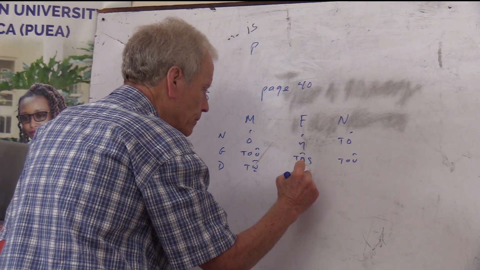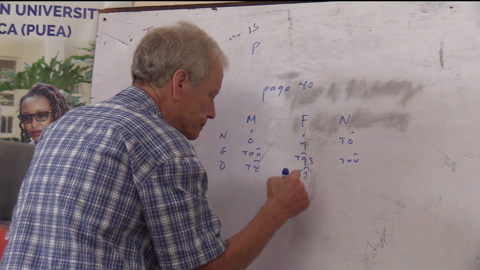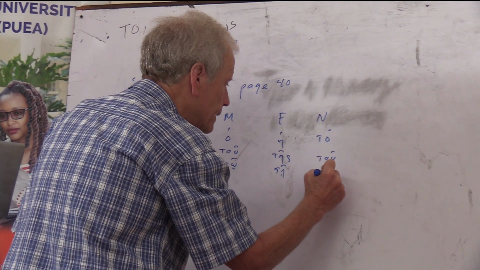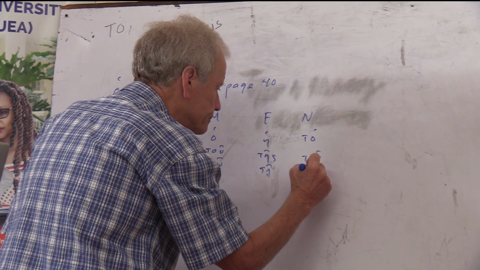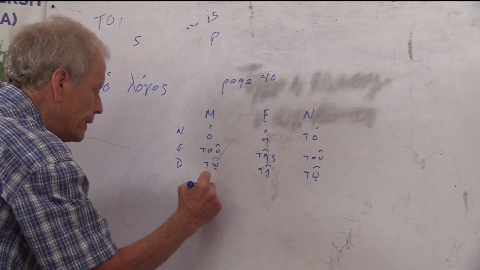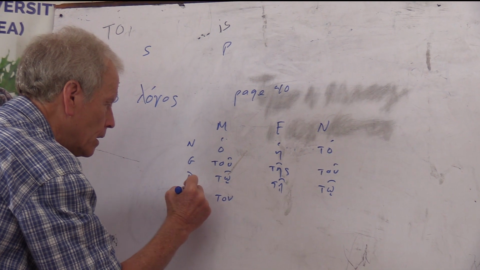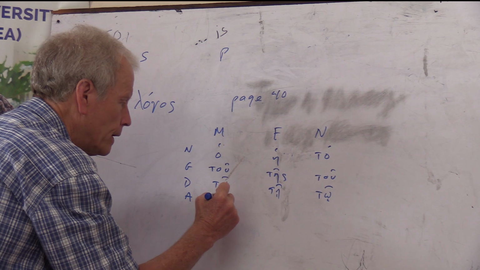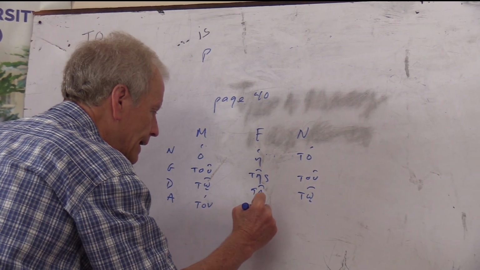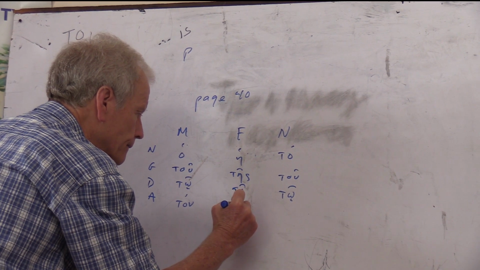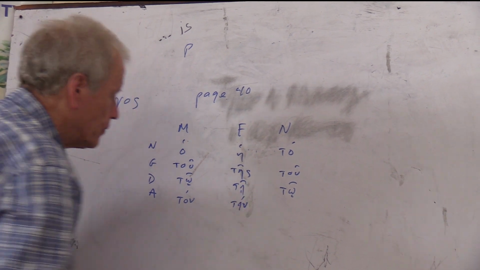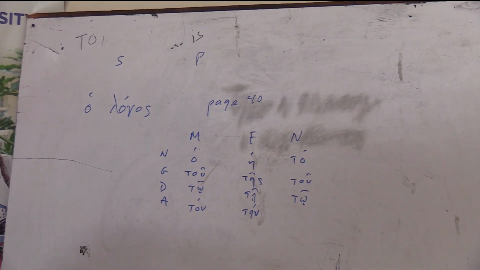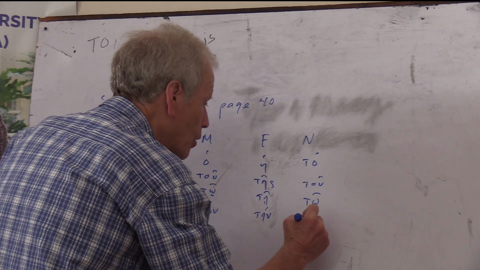tē, also iota subscript, and tō. Tōn in the accusative, tōn, tēn. So both the masculine and feminine have a nu on the end, and to.